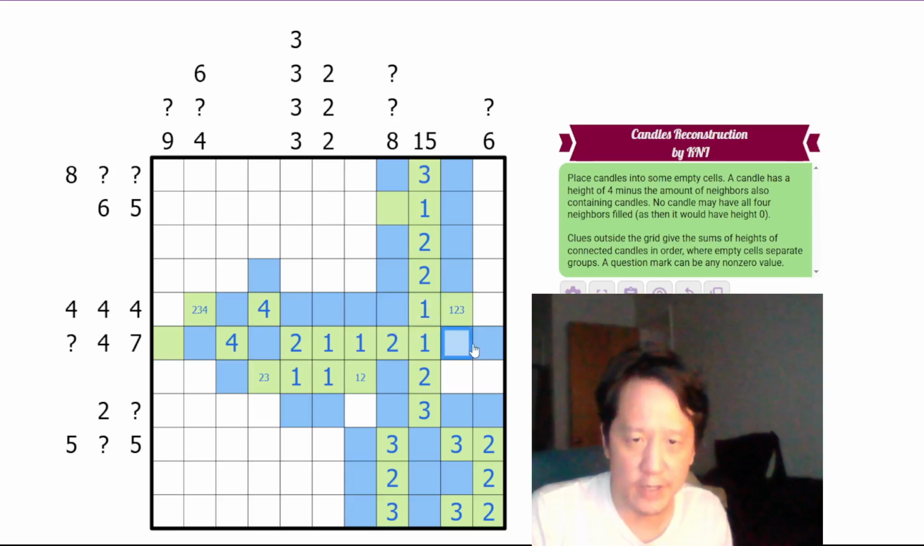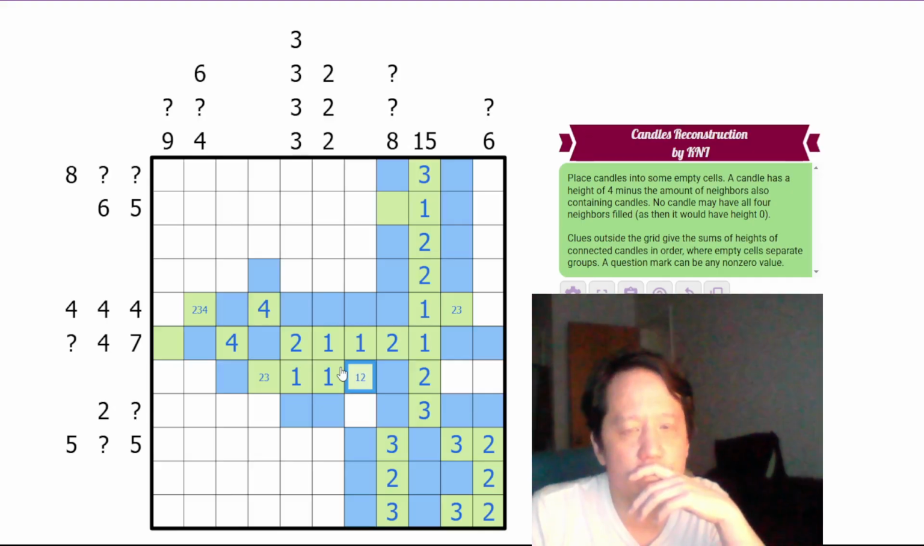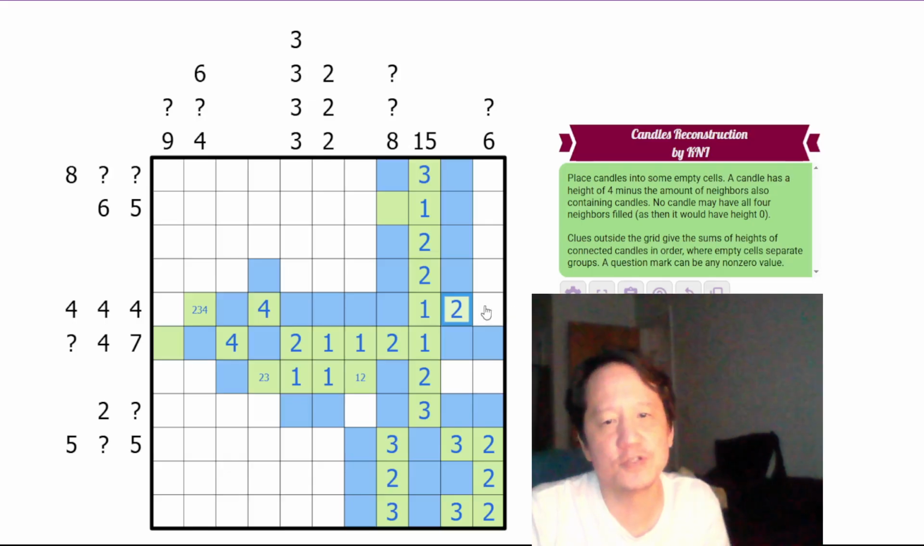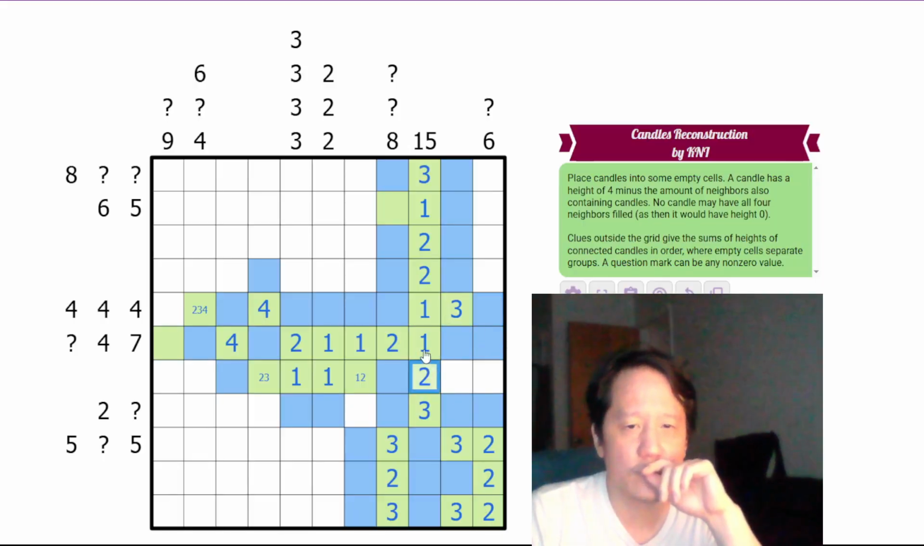So this is 1. This must be either 2 or 3. Can this be 2? If this is 2, that forces this to be 1, and therefore that doesn't work. Because this would have to have 3 neighbors with candles, which it only has 2 at most. So then this would have to be 3. So this is blue. 2 neighbors with candles, this is blue. Okay. So far this is looking fine.